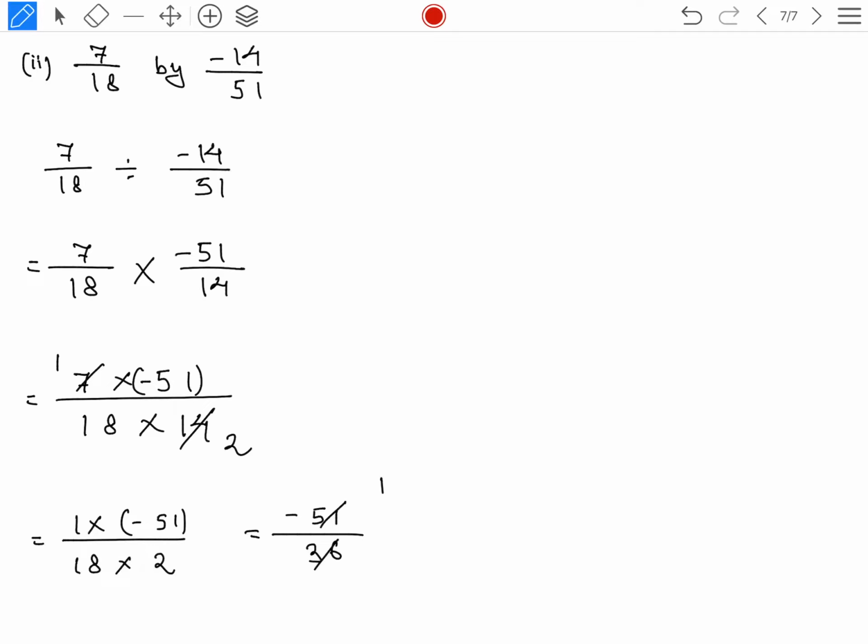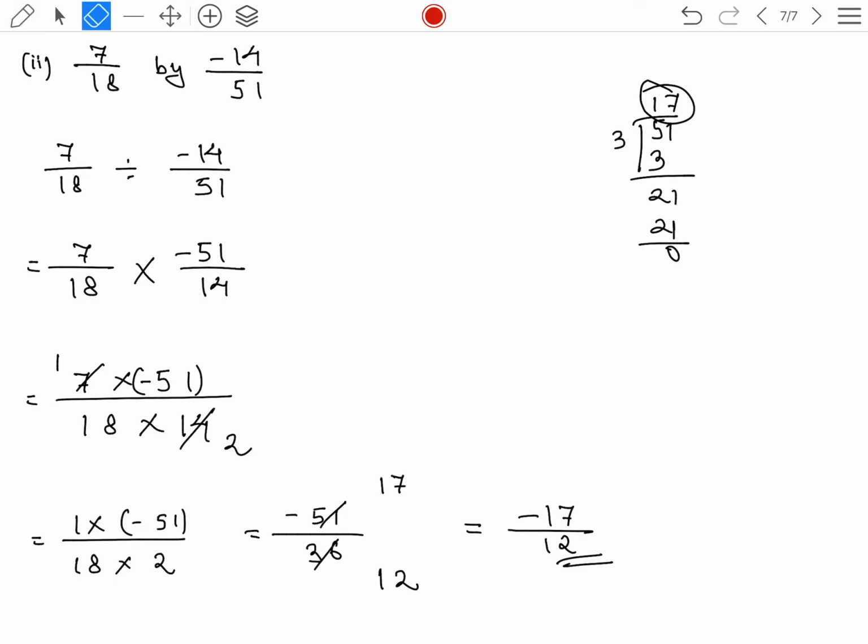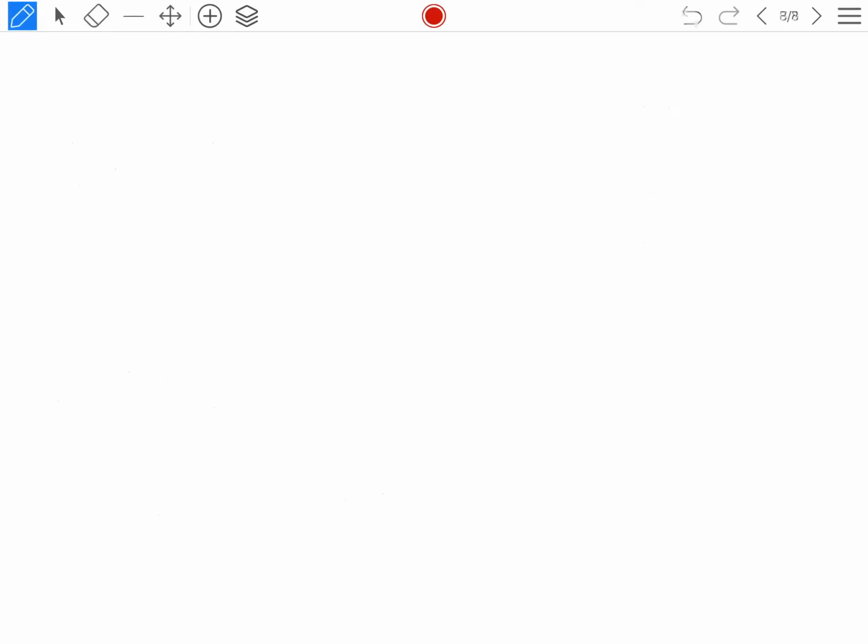If I divide 51 by 3, how much will I get? 3 1s are 3, 3 7s are 21, so 17. Understood? And 3 1s are 3, 3 2s are 6, so you will get minus 17 by 12. This is your answer. Understood? So you need to be fast while you are calculating. So divisions, I think you have understood.